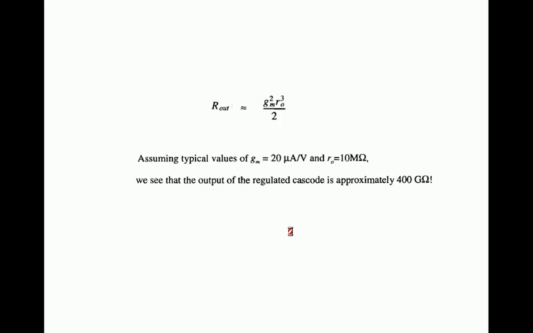If you assume typical values of transconductance gm as 20 microampere per volt and R0 as 10 megaohms, then R out is calculated to be 400 gigaohms, very very high, that can be approximated as ideally infinite. So only the regulated cascode current mirror will give the highest output impedance, which is towards the ideal value. Because of this, it is going to give V0 minimum as the least one, that we will see next.